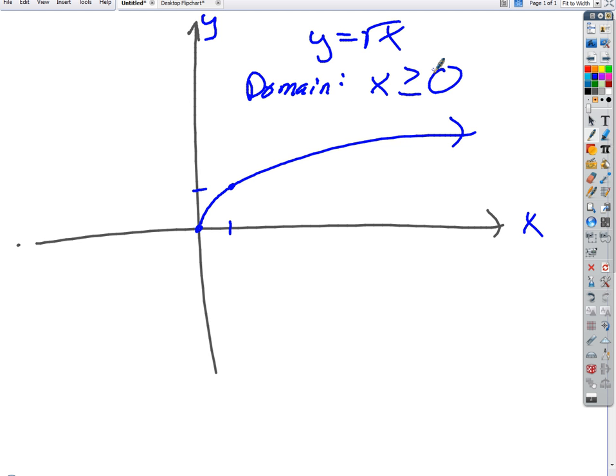Makes sense? So what have we done there? We excluded all the negative values. That should make sense, because we said from the very beginning of the year there are two things that we can't do for real numbers. We can't divide by 0, and we can't do something else. What else can't we do? Can't take a square root of a negative number.